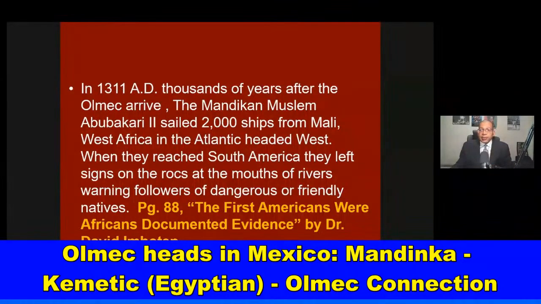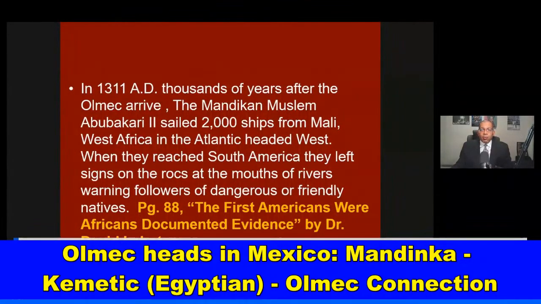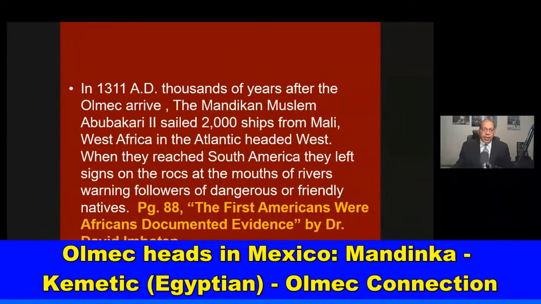Now, in 1311 AD, thousands of years after the Olmec arrived, the Mandinkan Muslim Abu Bakr II sailed 2,000 ships from Mali, West Africa, in the Atlantic, headed west. When they reached South America, they left signs on the rocks at the mouths of rivers, warning followers of dangerous or friendly natives. So Dr. David Imhotep talks about this on page 88 of The First Americans Were Africans, Documented Evidence.